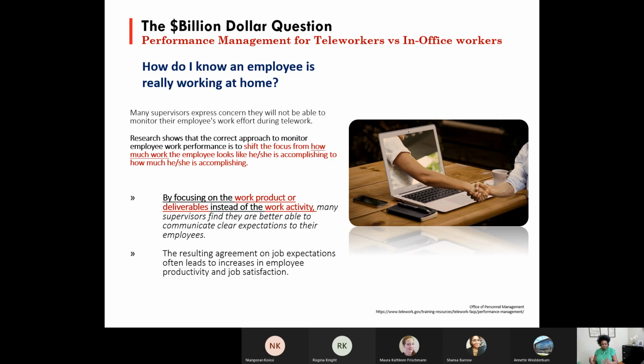Because when people telework, you don't know where they're at, but you do see their work products being submitted or not, if they're available for meetings or available for calls. So those are the things that you can track. So by focusing on the work product or the deliverable instead of the activity, many supervisors find that they're able to communicate their expectations and they're able to manage the whole working relationship in that modality. So the resulting agreement on job expectations often leads to an increase in the employees' job satisfaction, productivity and motivation.